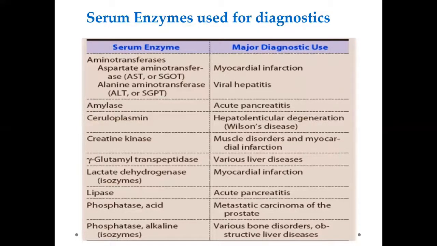Now you see the main serum enzymes which are used for diagnostics. The measurement of the serum levels of numerous enzymes has been shown to be of diagnostic significance. This is because the presence of these enzymes in the serum indicates that tissue or cellular damage has occurred, resulting in the release of the intracellular compounds into the blood.